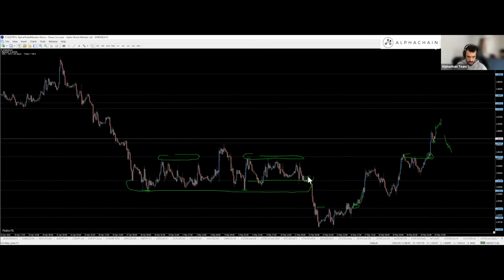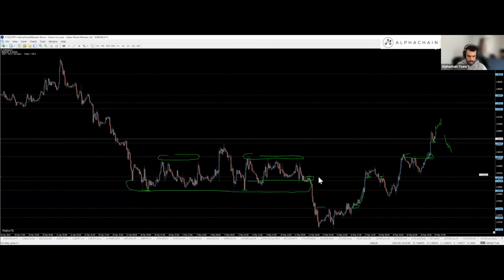In here, this one is important as well. This, I would draw it like that as well. You can see that price breaks it, it respects it quite a few times, previous resistance, now support. Price goes up, price goes down, price respects it as well.